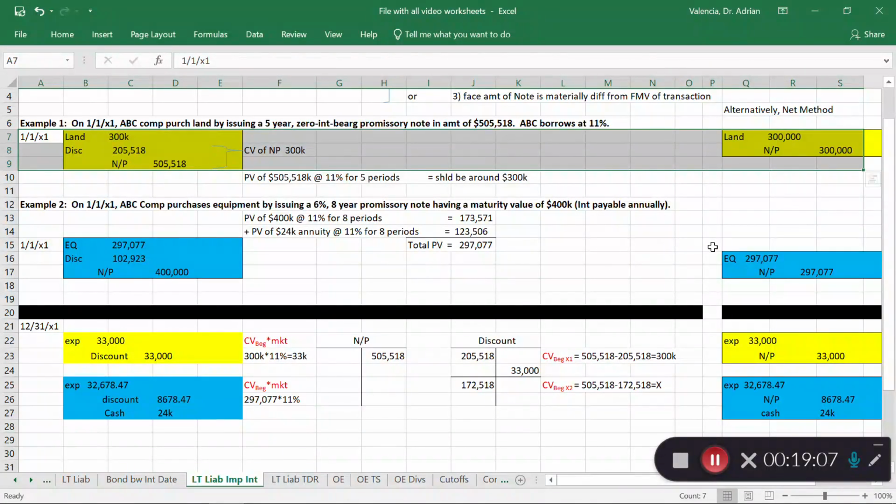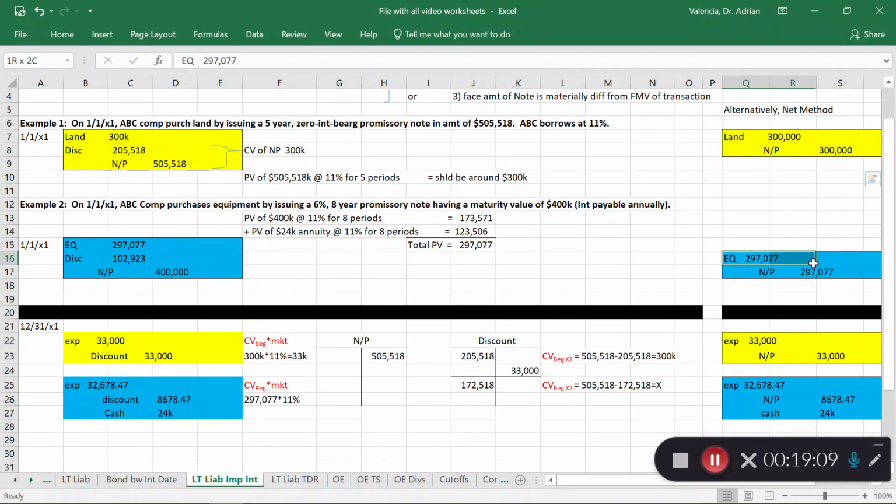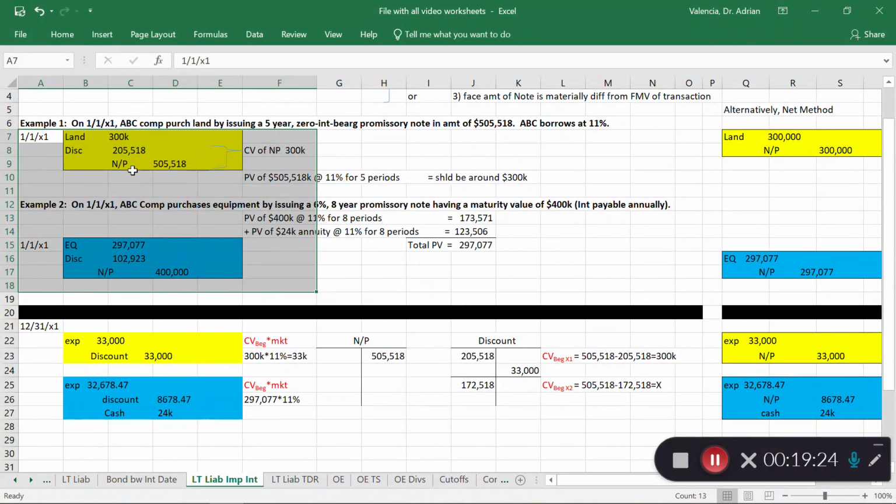For this example number 2, same thing. If I use the net method, I'm just going to put the note at the net amount instead of having the discount in there, and it makes no difference. So some companies will choose to use the net method approach here, or some companies prefer to use the gross method approach, detailing everything. It makes no difference, and it's the same thing accounting-wise.